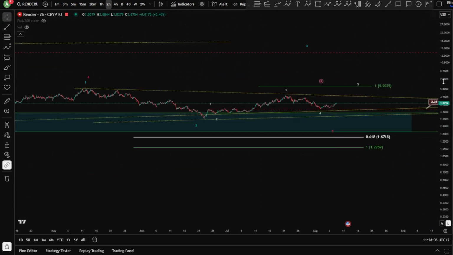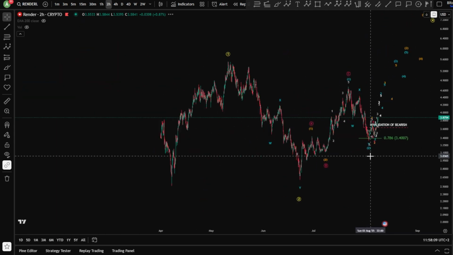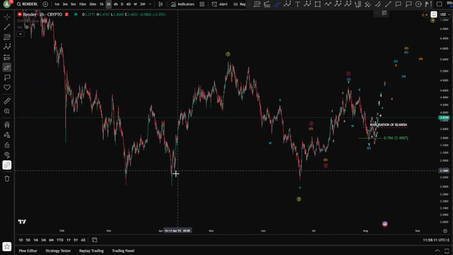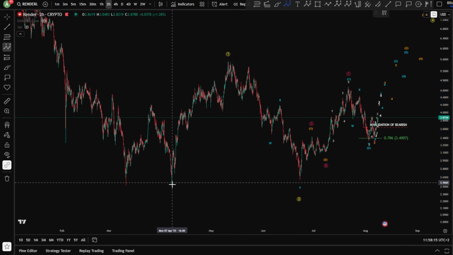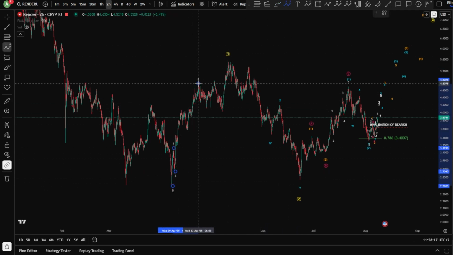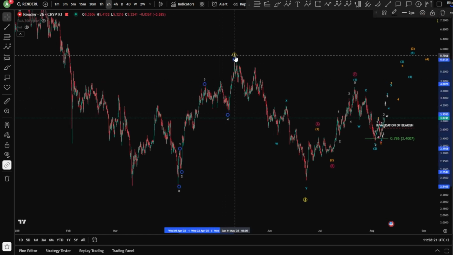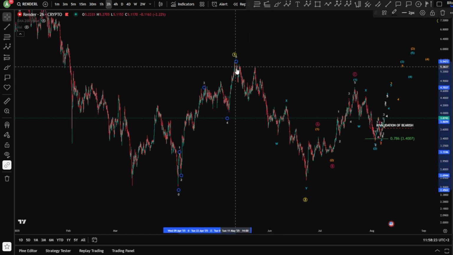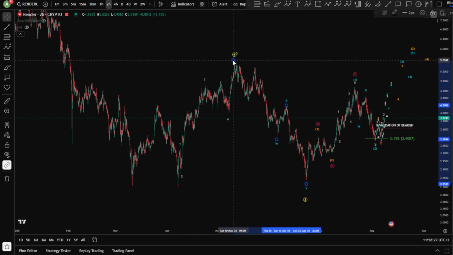Let's move on to the 2 hours chart here. For the 2 hours chart, we are looking at an impulse already finished for Render, 1, 2, 3, 4, 5 here, finishing wave 1 or wave A, and you are looking as well for a W, X, and a Y after it for a wave 2 here. And so the W, X, and a Y for a wave 2.